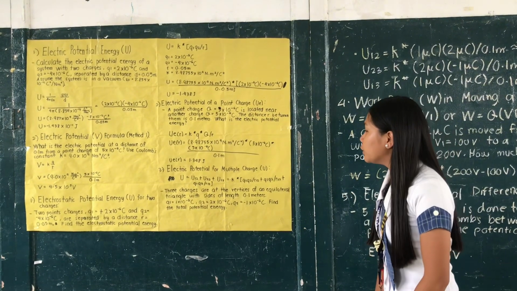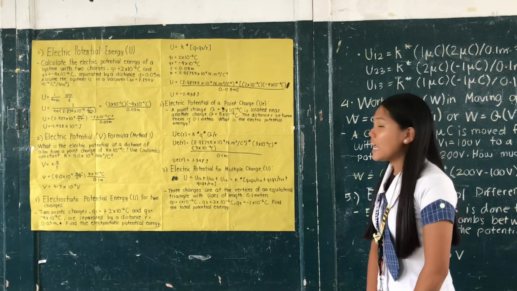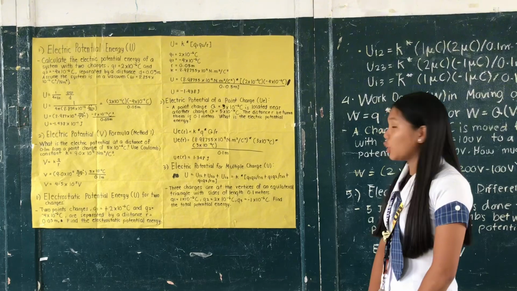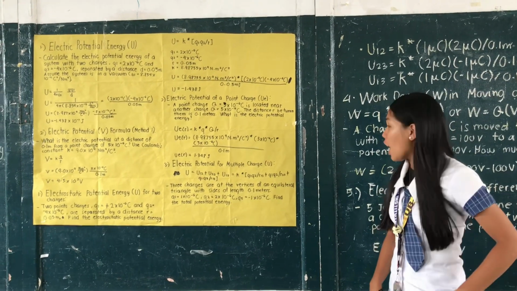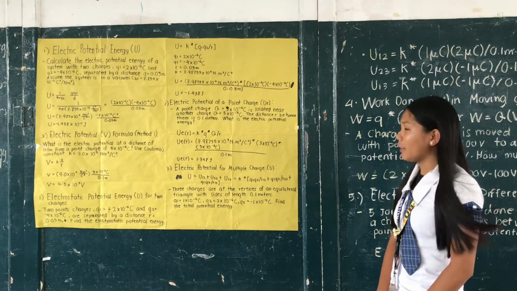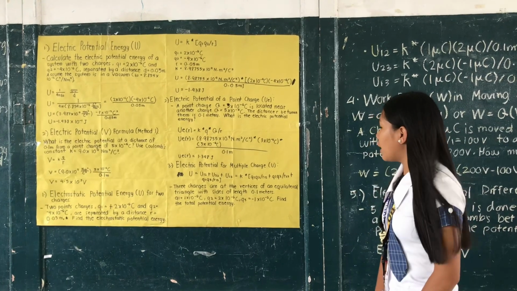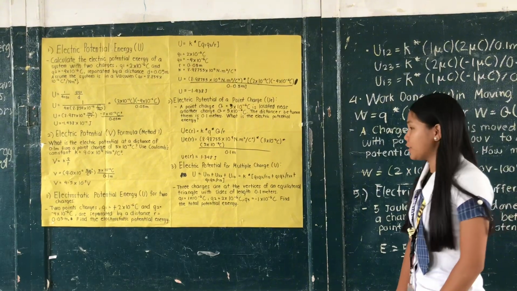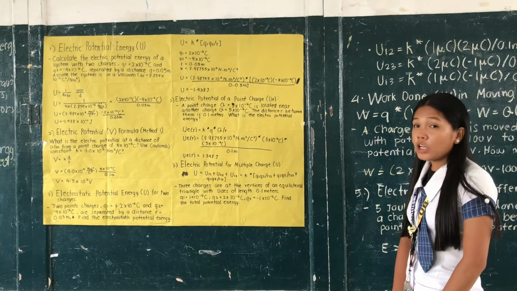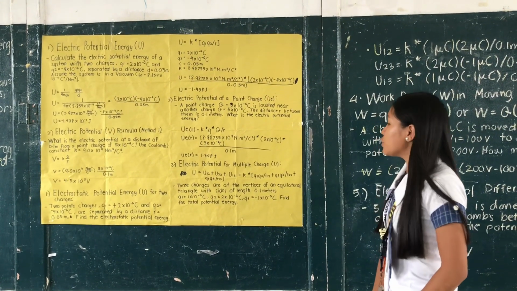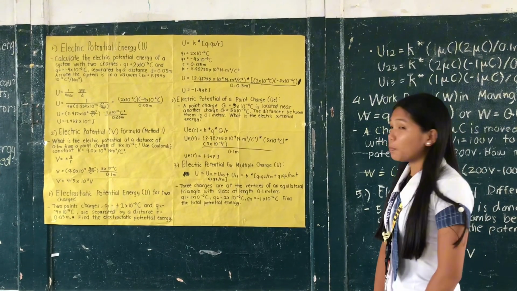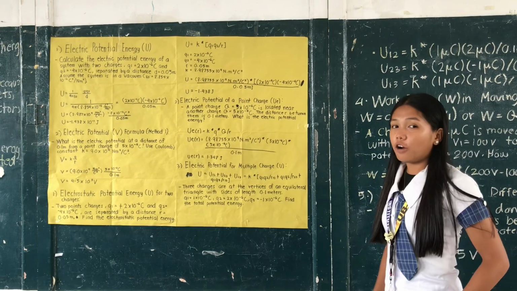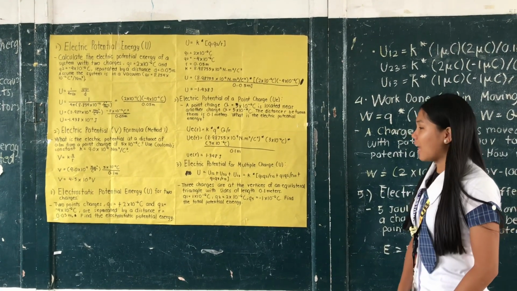Electric potential energy of multiple charges. U is equal to U12 plus U23 plus U13, which is equal to K times Q1 Q2 divided by R12, plus Q2 Q3 divided by R23, plus Q1 Q3 divided by R13. Three charges are at the vertices of an equilateral triangle with sides of length 0.1 meters. Q1 is equal to 1 times 10 raised to the power of negative 6 coulombs, Q2 is equal to 2 times 10 raised to the power of negative 6 coulombs, and Q3 is equal to negative 1 times 10 raised to the power of negative 6 coulombs. Find the total potential energy.